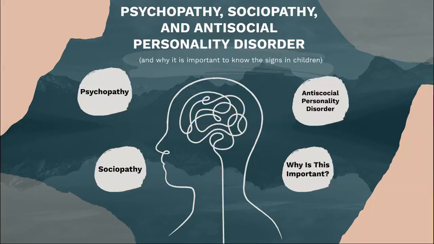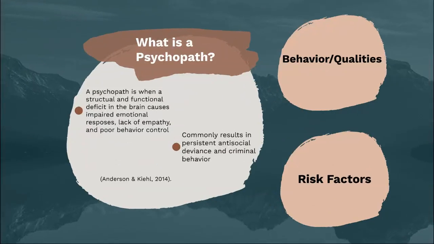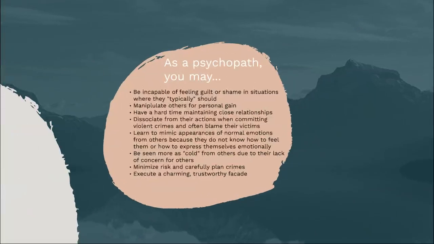I'm going to start with psychopathy. A psychopath is when a structural and functional deficit in the brain causes impaired emotional responses, lack of empathy, and poor behavior control. This also commonly results in persistent antisocial deviance and criminal behavior. As a psychopath, you may experience some of these. I'm going to keep it paused so that it is easier to read.